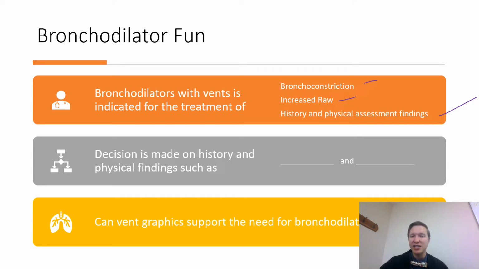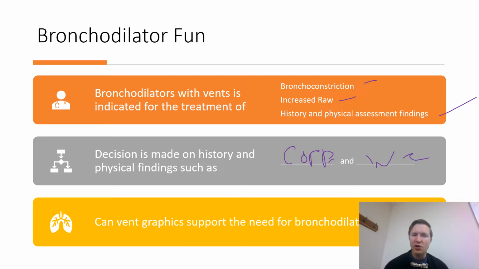So the decision is made on history and physical findings, such as COPD, asthma, and wheezing. So put your COPD, asthma, right? Put that in there. And then this one would be your wheezing, right? Your wheezing. So if the patient has an active history of COPD, asthma, and/or wheezing, then that patient could be indicated for bronchodilators. And this is something they want you to look at on your patients on the board exams as well. So they'll ask you about that.